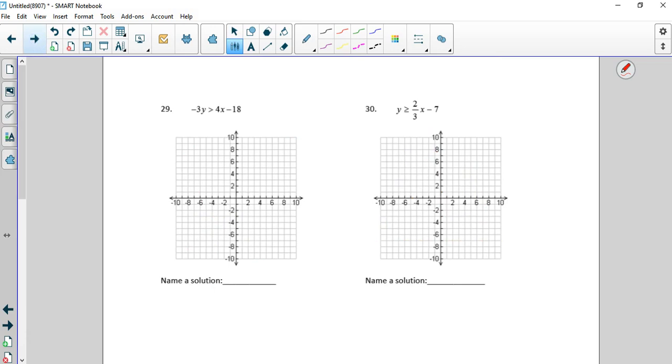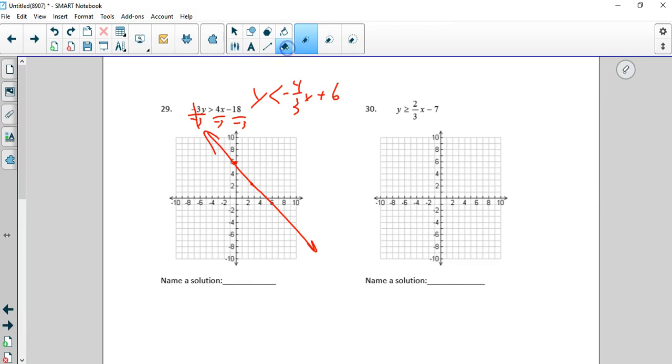Okay, name a solution. After I graph this, I'm going to divide by -3 because it's really close. I could also do the cover-up method. Either way, I end up with y, don't forget to flip the symbol, -4x plus, negative divided by negative, is 6. So my y-intercept is 6. My slope is 1, 2, 3, 4 down, 1, 2, 3 right.